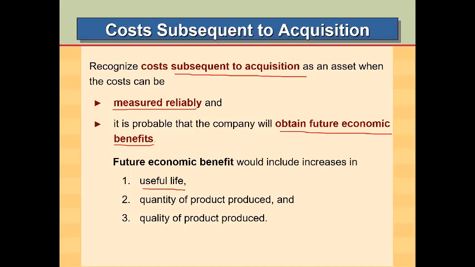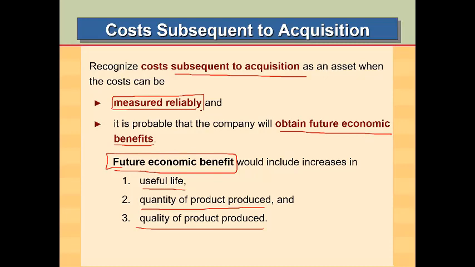It will increase the quantity of the product produced. Meaning instead of, for example, producing 100 units, it will produce 120. This is future economic benefit. Quality of the product itself will be improved. Any of those will be considered as future economic benefit, on a condition that we can measure it in a reliable way.